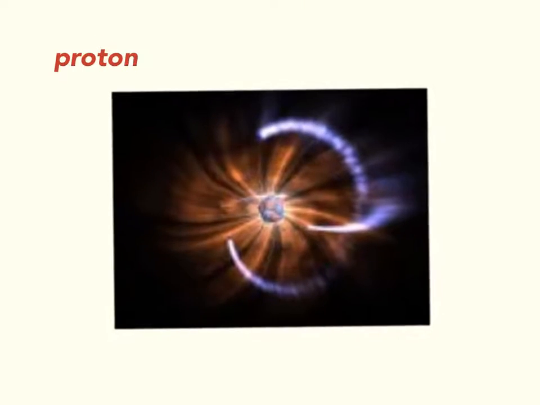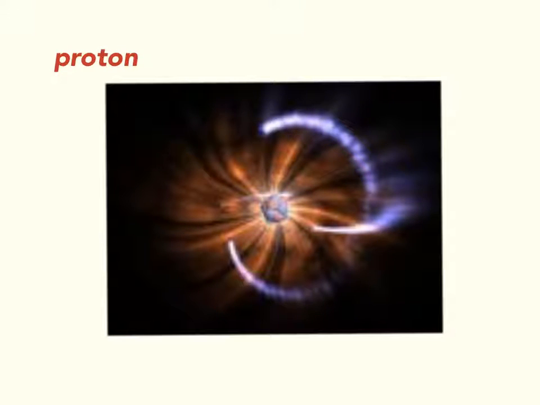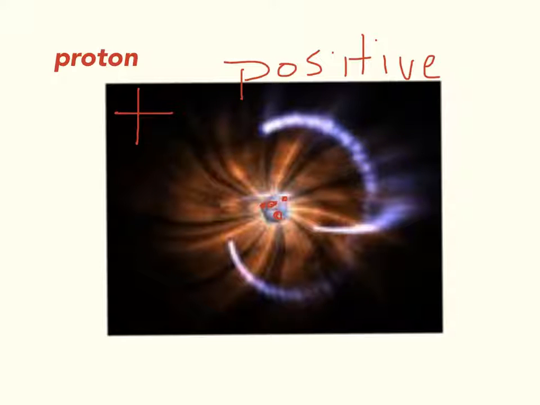The first particle that we're going to talk about are the protons. The protons are in the nucleus of the atom, and we're going to say that these red ones are examples of the proton. The proton has a positive charge, and again, it is located in the nucleus of an atom.